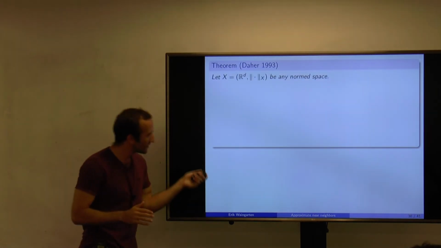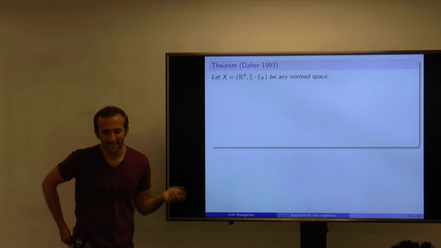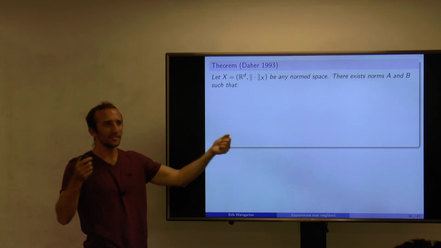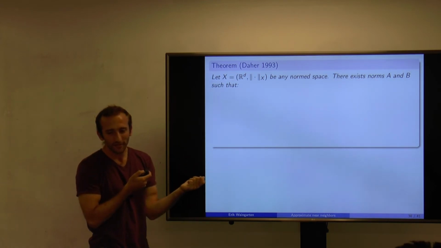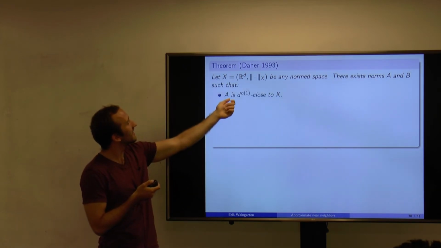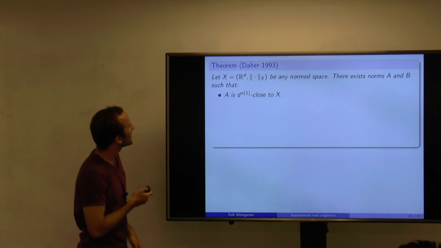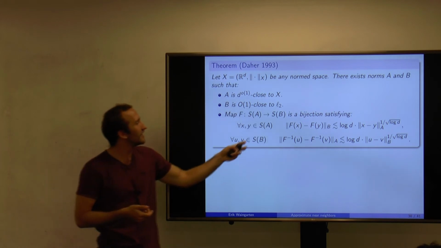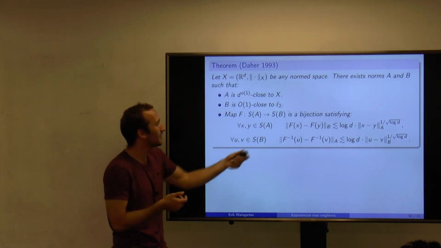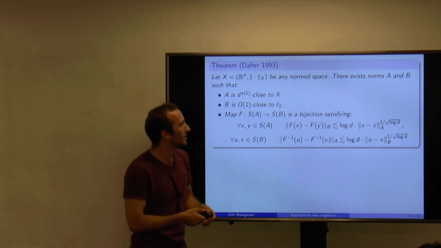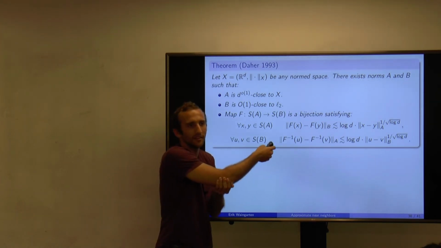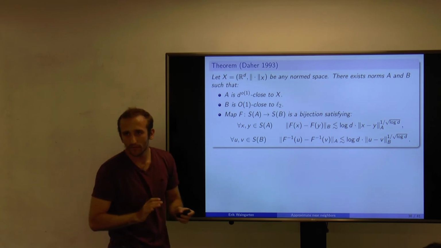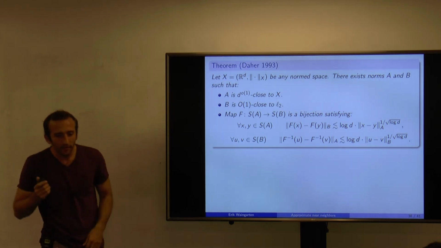I'll just give you the statement. It's basically saying for any normed space X, there exist norms A and B. These will be a perturbation of X and of L2, such that A is close to X, B is close to L2, and now between the unit spheres of A and B, there exists a map for which I can upper bound and lower bound, in some sense, the distortion. Okay, so that's just the construction of the picture that I had before.